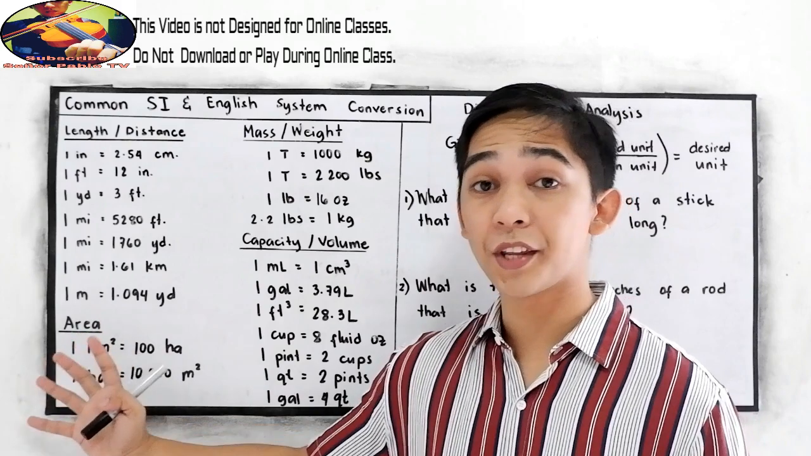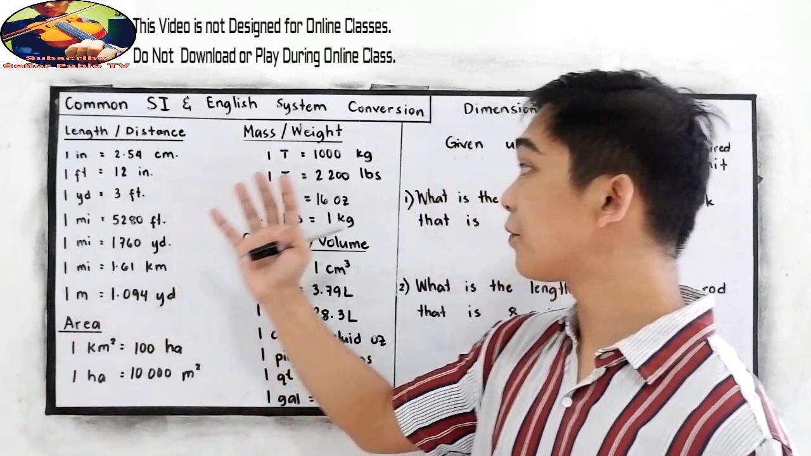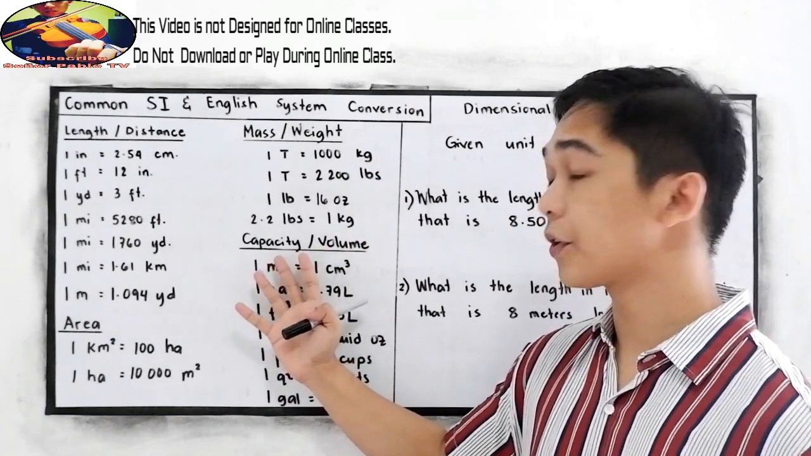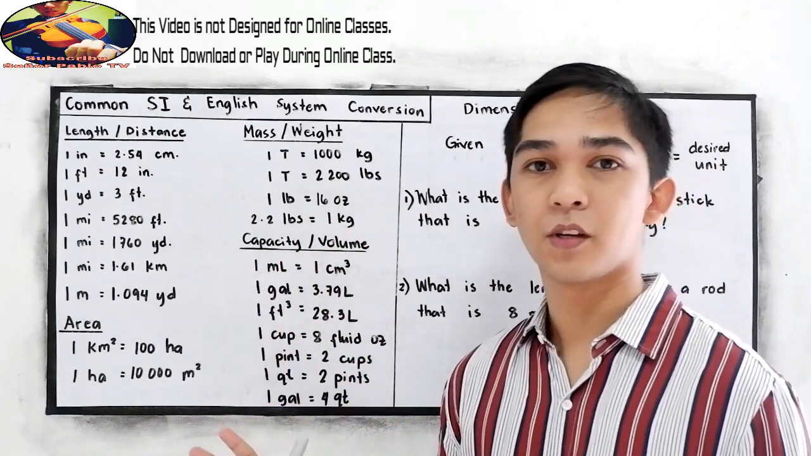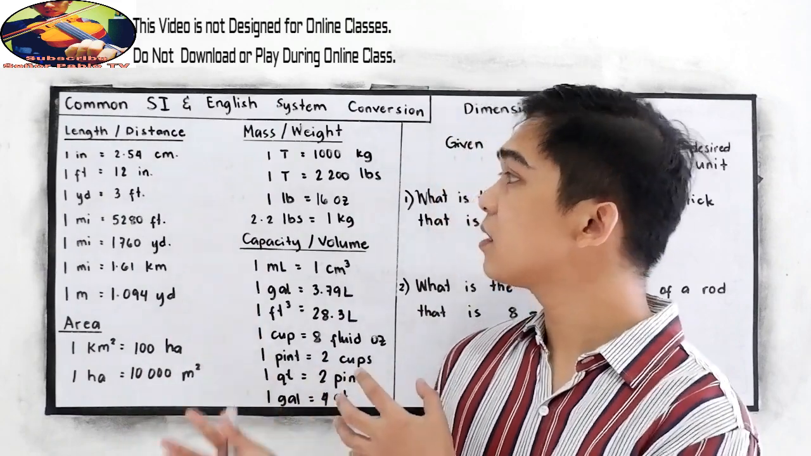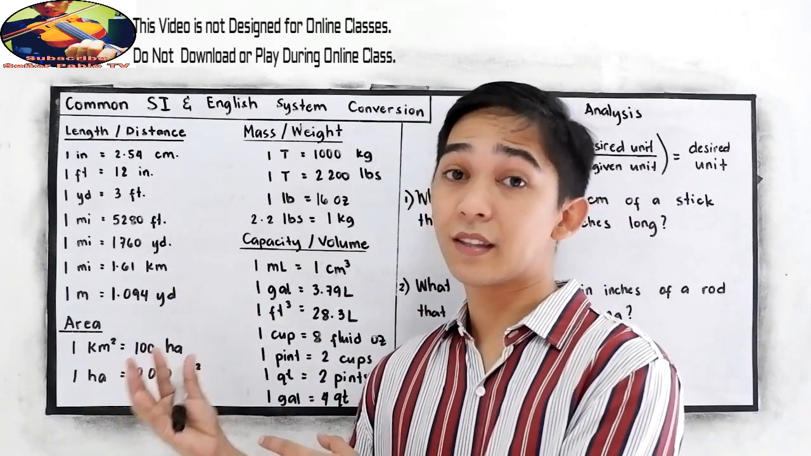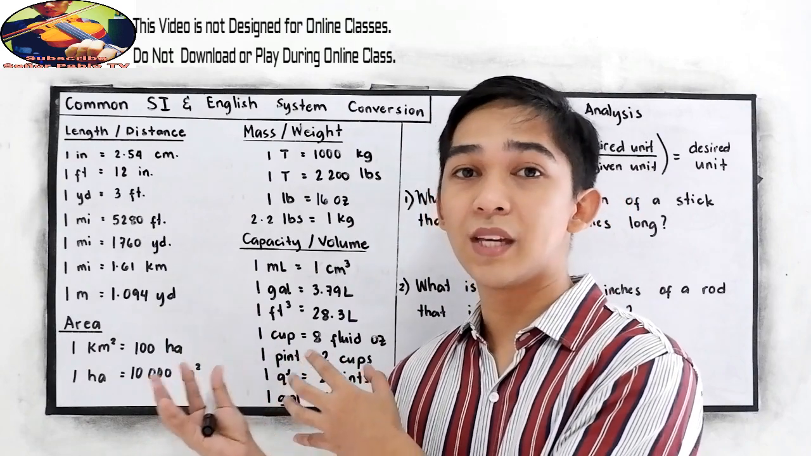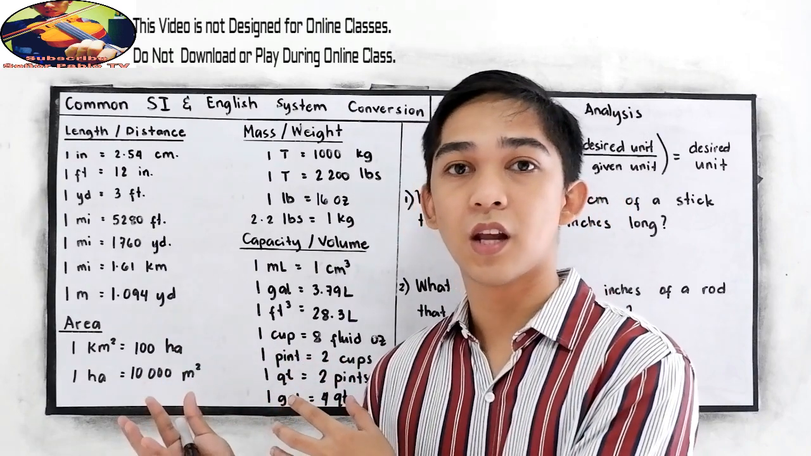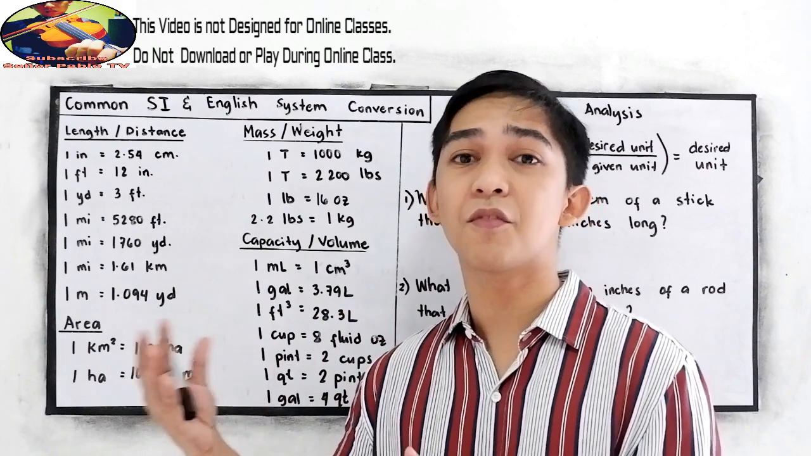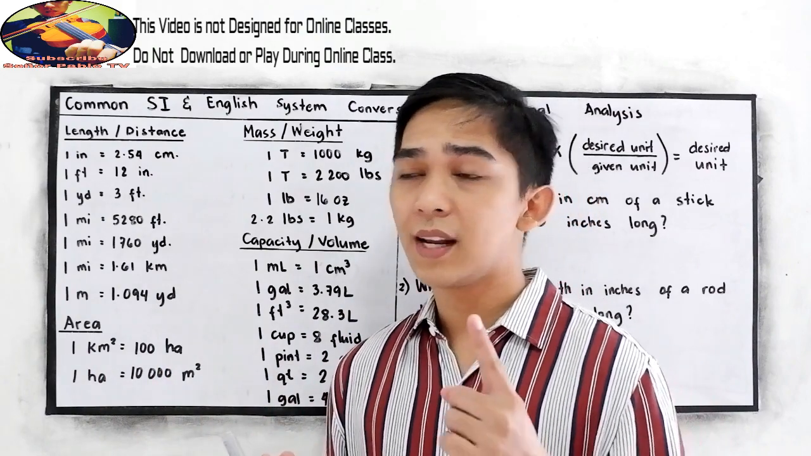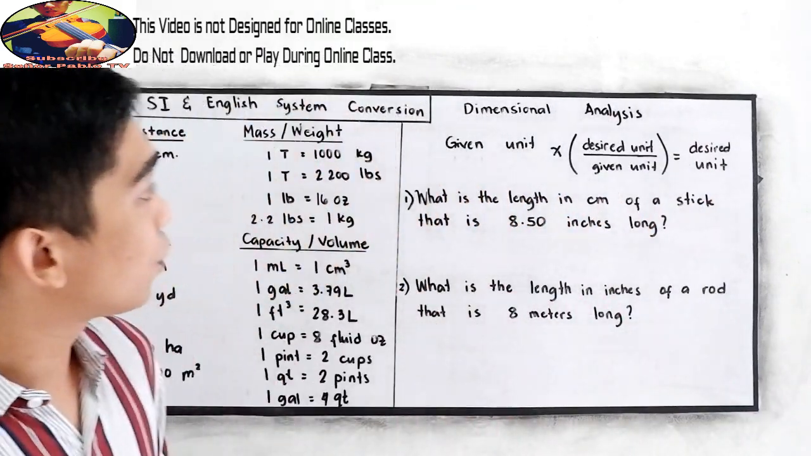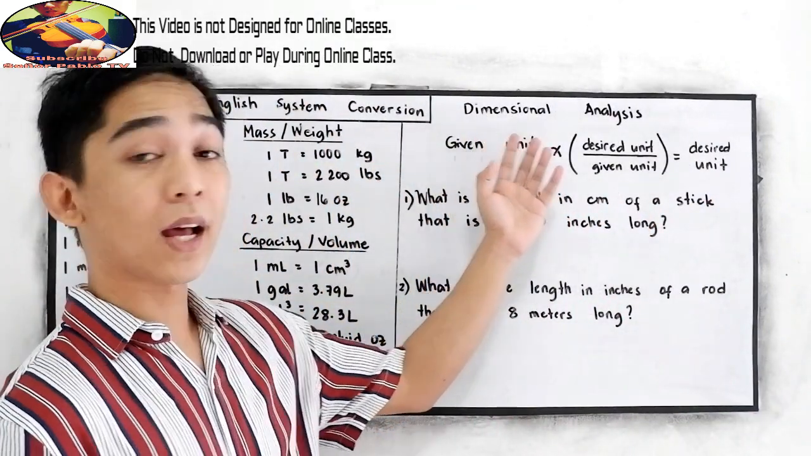We have also for the area, and for the mass or the weight, and for the volume or capacity. So at least memorize some of our conversion or at least familiarize these conversions to help you to easily answer the questions in our module or in the given problems. So let's try to apply this conversion and how it works in our dimensional analysis.